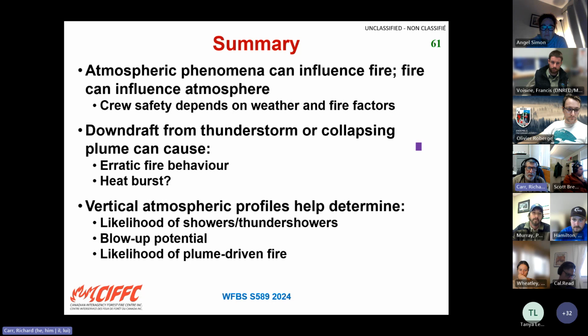Vertical atmospheric profiles help determine likelihood of showers and thunderstorms. Some might be better at predicting the weak events, and others at the higher end of the thunderstorm scale, the supercell type event. So there are really keys for interpreting a lot of those stability indexes. You really have to keep in mind what you're looking for when you try to interpret those. They can also give you clues into the blow-up potential, which we've talked a little bit about, and the likelihood of plume-driven fires.